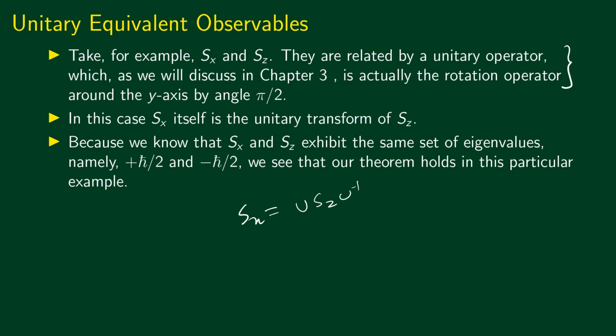Our theorem says that unitary equivalent observables have the same eigenvalue spectrum. This we also know, because Sz has eigenvalues h bar by 2 and minus h bar by 2, and Sx also has eigenvalues plus h bar by 2 and minus h bar by 2. So Sx and Sz exhibit the same set of eigenvalues. So we see an example where our theorem holds: unitary equivalent observables having the same set of eigenvalues.